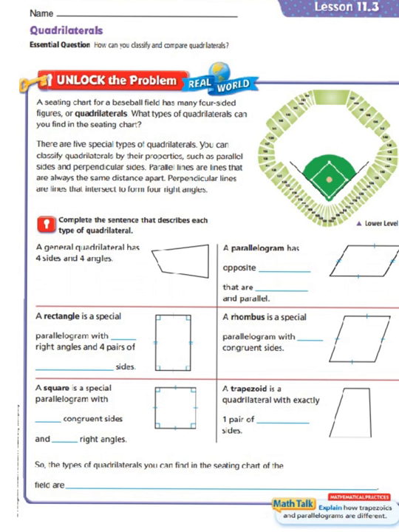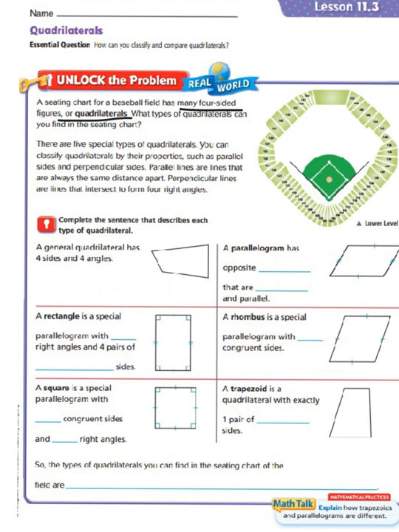Parallel sides are lines that are always the same distance apart. Perpendicular lines are lines that intersect to form 4 right angles. So let's begin by taking a look at the definitions for the vocabulary words that we have so far. A quadrilateral is a four-sided figure. Remember, quad means four. There are 5 special types of quadrilaterals.